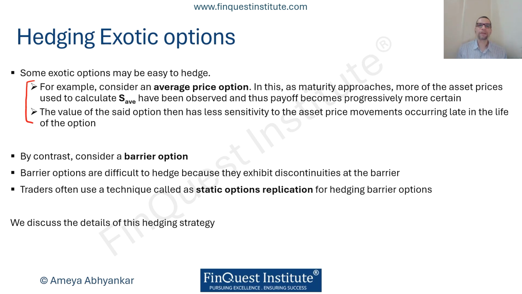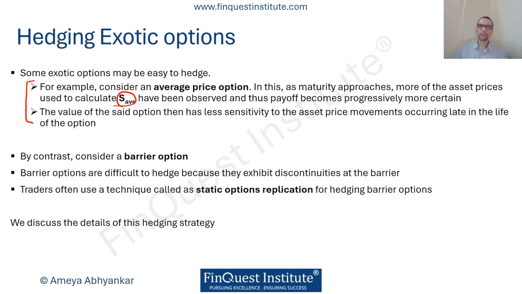So let's take an average price option. In this, as the maturity approaches, we know that more and more of the asset prices used to calculate S average will now be observable, isn't it? Because as time passes, we are able to view what the asset prices are, and when we compute the average price, as we come close to maturity, we become more and more certain as to how the payoff is going to pan out, isn't it?